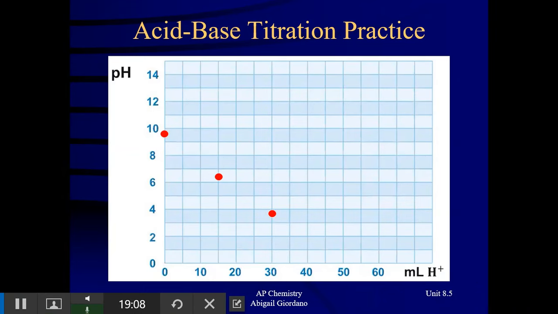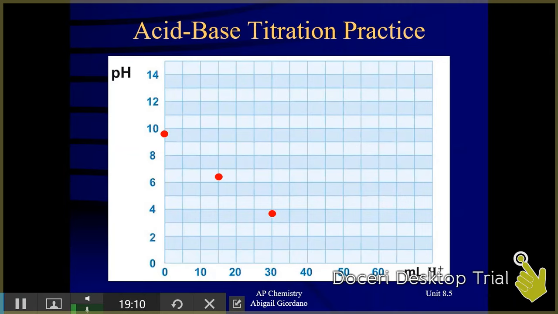Okay. The last part of this is to simply sketch the curve. Remember that the equivalence point is where the curve is semi-vertical. It's the most vertical part of the graph. And the halfway point is where your curve is going to be relatively horizontal. So I might draw something that looks like this. And then it levels out like that. So that is what would get you full credit.